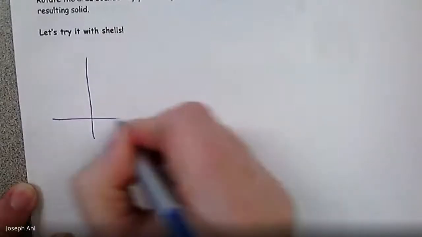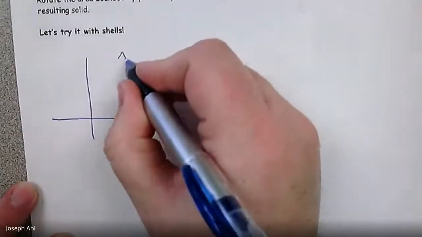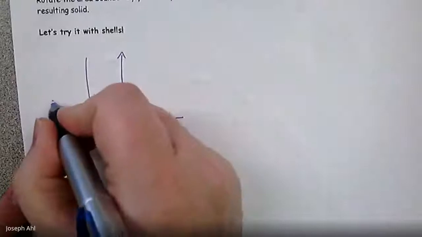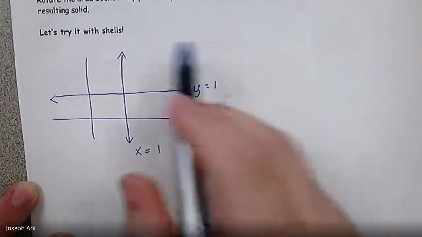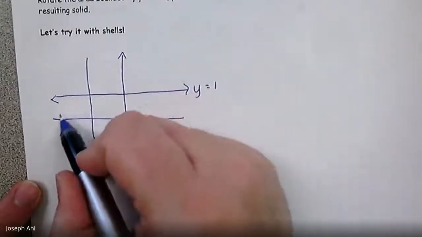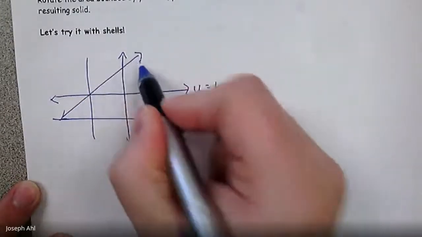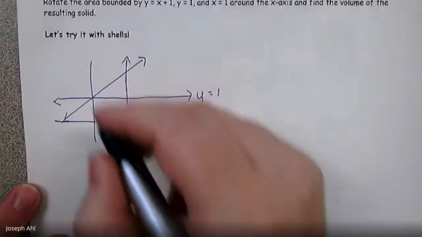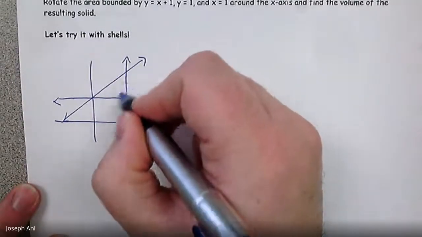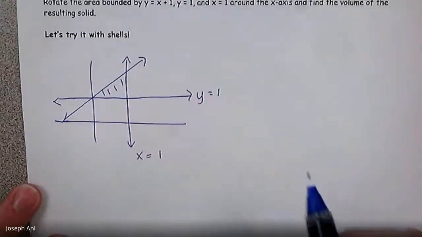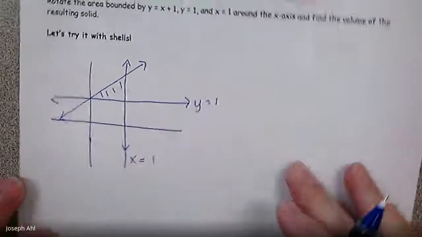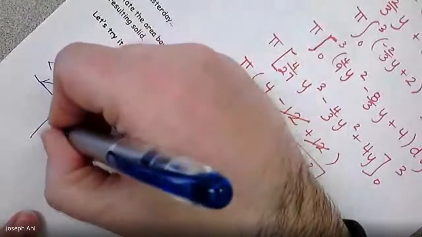So here we go. X equals 1 right here. Y equals 1. And the line y equals x plus 1 is this line right here. So as I'm sketching this, maybe this is starting to look familiar, that this was the region right here, okay, that we were spinning around the x-axis. And when I spin that around the x-axis, we're going to get this very similar looking triangular region down here.